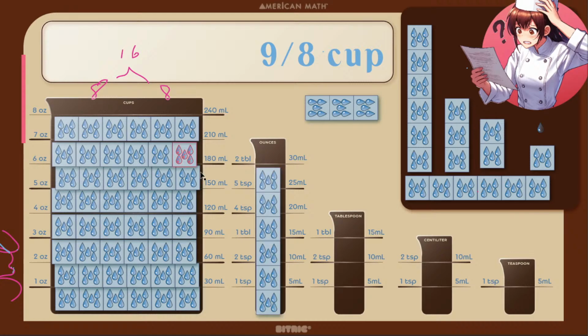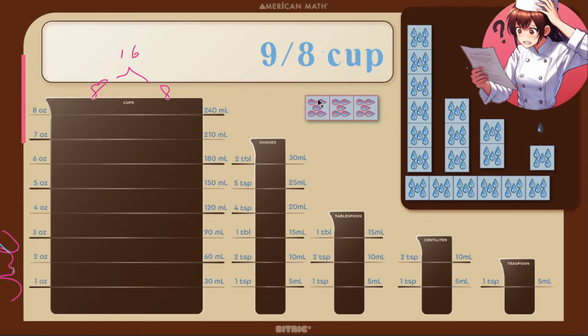Yeah, perfect. A little weird, but I think you did great. There are 8 ounces in a cup, so we filled up a cup and we have one more eighth left, so that goes in the ounces beaker. Perfect.